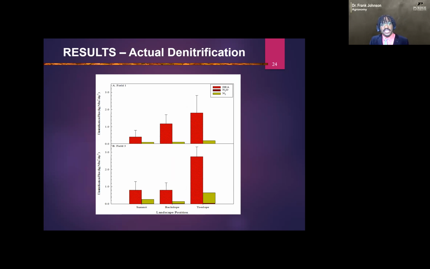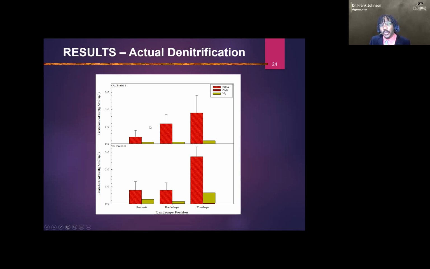So we wanted to see if there was a similar trend between the denitrification potential and actual denitrification, the total denitrification that was measured. Here, the denitrification potential measurements are from the same samples that the N2O and N2, or the actual denitrification measurements, were measured from. On our x-axis, we have landscape position, and on our y-axis, we have denitrification flux. I'm not quite sure what's going on with the formatting right there.